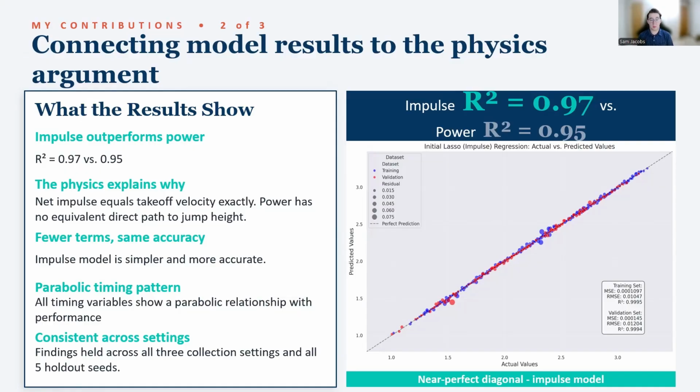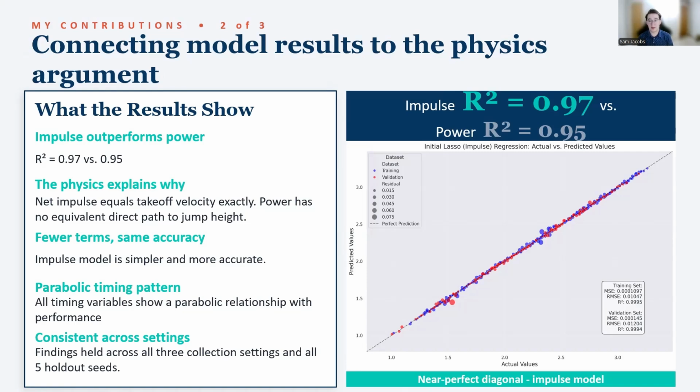On the left, we see what this actually means. Our impulse models outperform our power models because we have a direct two-step line from impulse to height. Power doesn't have this equivalent path. It has to travel through work, kinetic energy, velocity, and height, each step introducing variance that a peak value, like peak power, can't capture. Beyond this, the impulse model also uses fewer terms to reach higher accuracy. It's simpler and more predictive, which is a meaningful result.